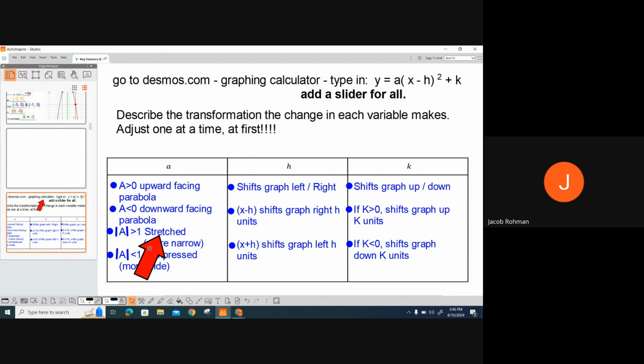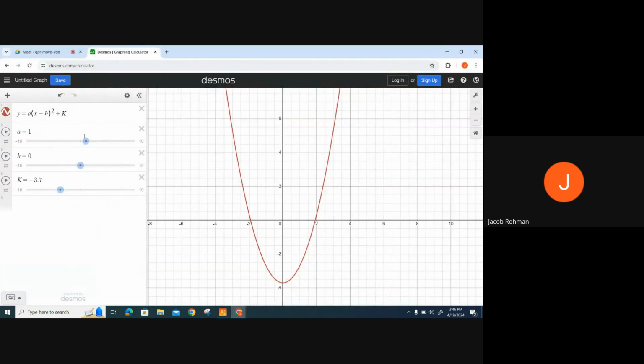It became more narrow. So again, let's look at this graph. As a gets greater than 1, look at how this graph becomes more narrow, or in other words, it's getting stretched vertically.